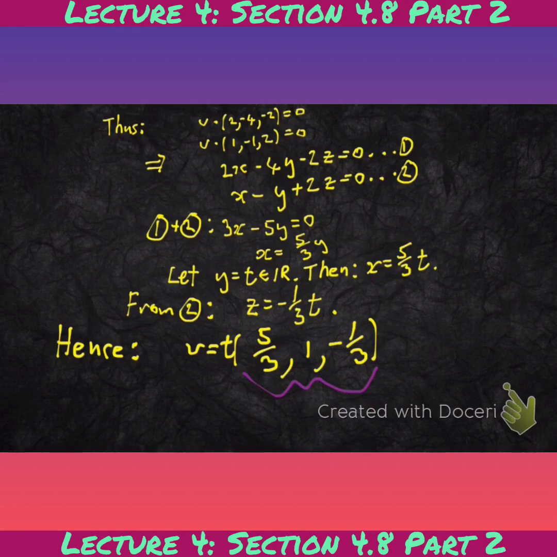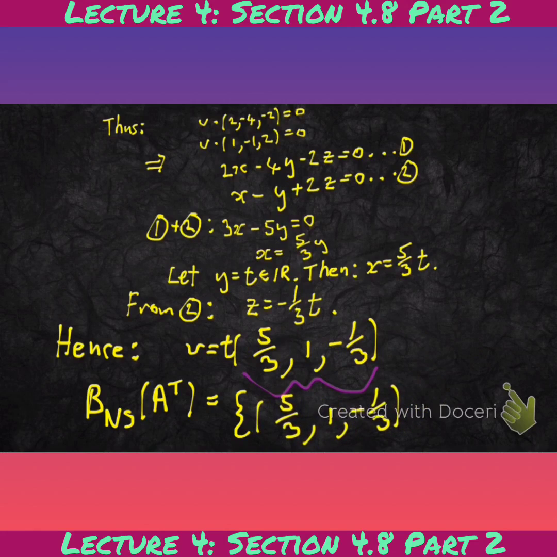So now we know what the null space looks like. For a vector v to be in the null space of the transpose of A, it needs to be a scalar multiple of that vector. Right, so the basis for the null space of A's transpose is basically the set containing that vector.